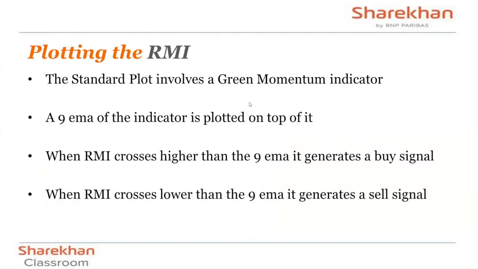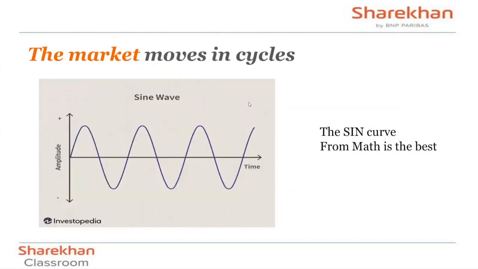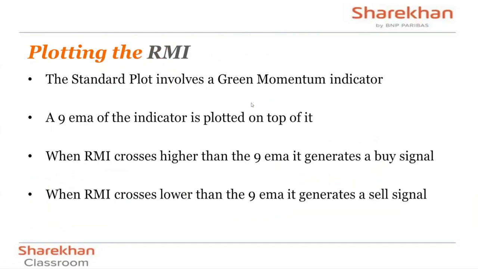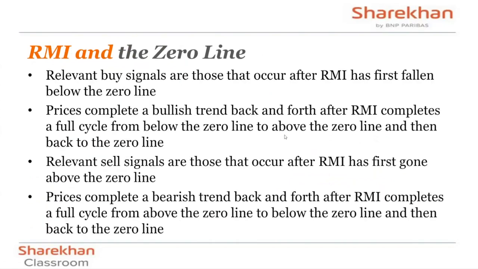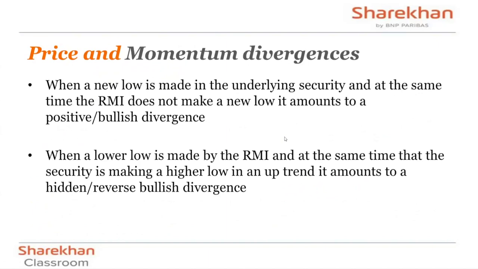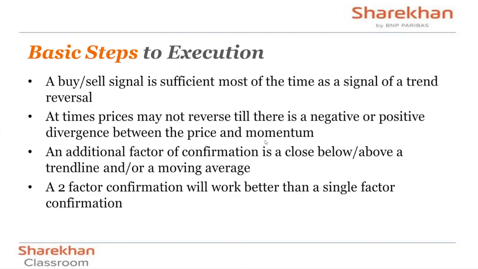A copy of this presentation will be sent to you. So what I've tried to do is whatever I am explaining in terms of plotting the RMI, it plots along with a 9 EMA, which gives you buy and sell signals, using the zero line, using momentum divergences. All of them have been explained on these sheets, so it should be a quick reference guide for you. Okay, so don't worry about that.